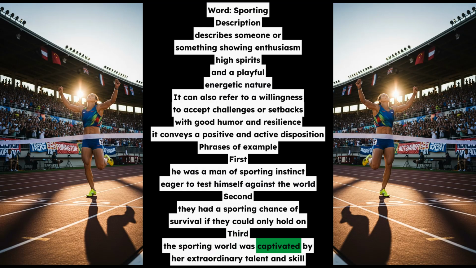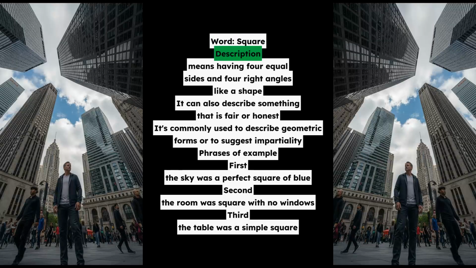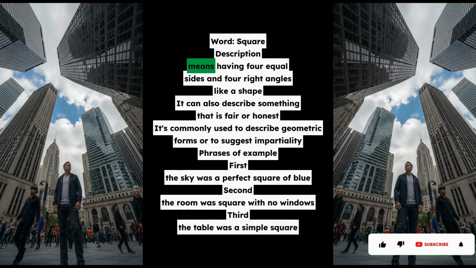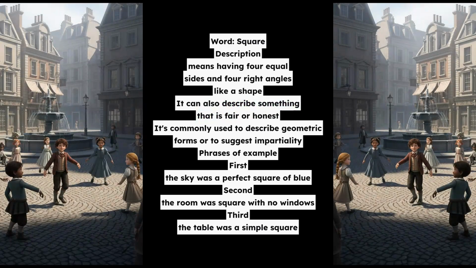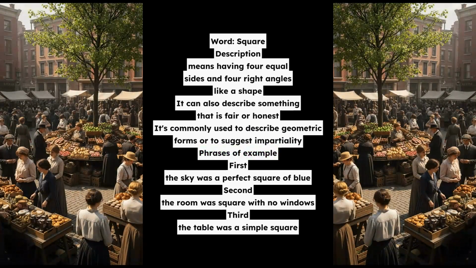Phrases of example. First, the sky was a perfect square of blue. Second, the room was square with no windows. Third, the table was a simple square, nothing. Word, consequently. Description: means as a result of something. It shows a cause and effect relationship. It's used to indicate that one thing happened because of another, showing a logical sequence of events. It connects 2 related ideas.